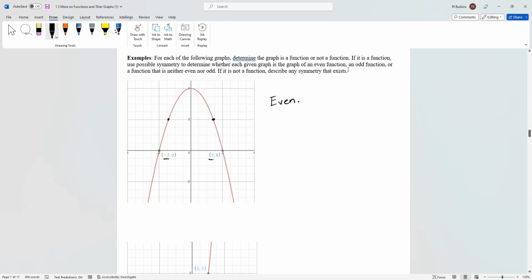Now, if it was to be odd, it would need to be symmetric about the x-axis. But if I look below the x-axis and I flip that part above, for instance, let's just look at this side here, that's not what we're seeing. And so this is not odd.